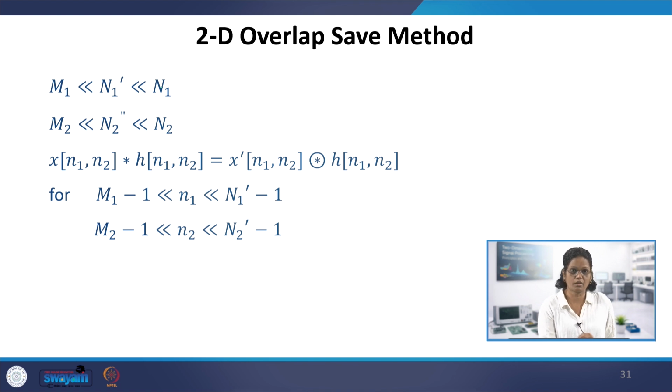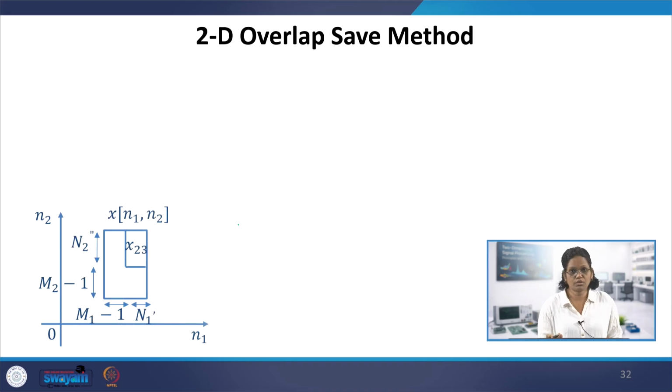So choose in that way. The condition is that n1 dash should be in between m1 and n1, and n2 dash between m2 and n2, where m is the impulse response size and n is the image size. The segment length should fit inside this range. Then make n1 dash and n2 dash such that the circular convolution equals the linear convolution, so that the DFT can be used here. That is, n1 dash is at least m1 minus 1 and n2 dash at least m2 minus 1. This is the condition in which linear convolution equals circular convolution. We had already seen that.